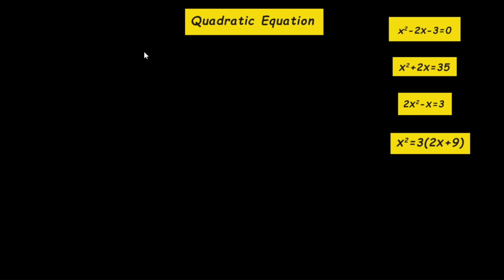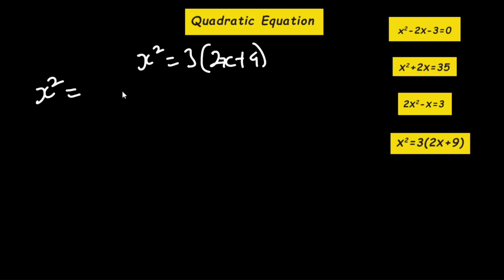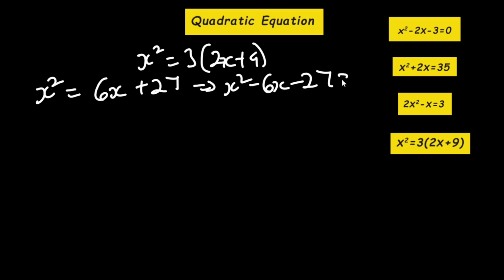The last question over here, we have x squared is equal to 3 times the bracket 2x plus 9. Now here, we need to expand the bracket first. So we're going to have x squared is equal to 3 times 2x is 6x plus 3 times 9 is 27. So let's express this equation in the form of quadratic. So let's send the 6x. So it's going to be x squared minus 6x minus 27 is equal to 0.